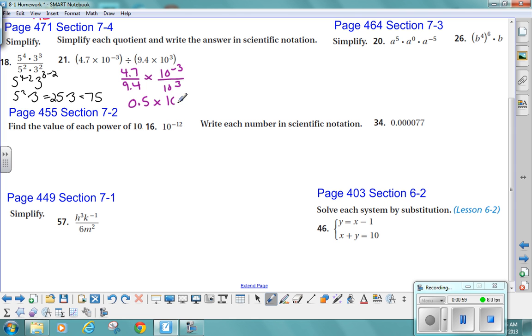Then you keep the 10 and you subtract the exponents. So you do negative 3 minus 3. So you end up with 0.5 times 10 to the negative 6th. But that is not in scientific notation.